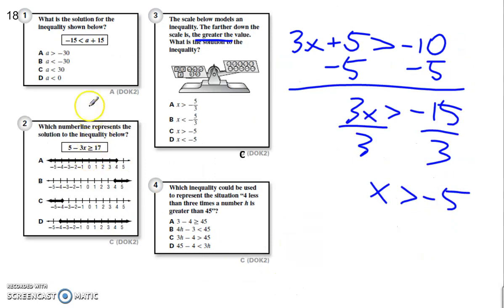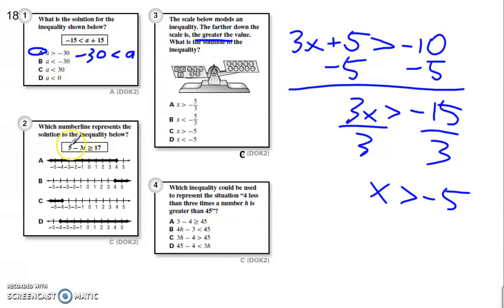Page 18, solution here. We have to subtract 15. Now, that gives us negative 30 is less than A. Notice the sign is pointing away from the A. So A is greater than negative 30.